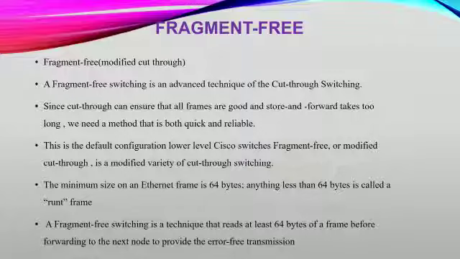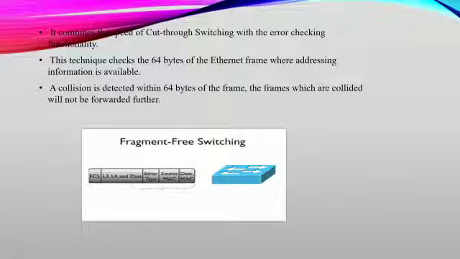The minimum size of an Ethernet frame is 64 bytes. Anything less than 64 bytes is called a runt frame. Fragment-free switching is a technique that reads at least 64 bytes of the frame before forwarding to the next node to provide error-free transmission. It combines the speed of cut-through switching with error checking functionality. This technique checks the first 64 bytes of the Ethernet frame, where the addressing information is available. A collision is detected within the 64 bytes of the frame. The frames which have collided will not be forwarded further.